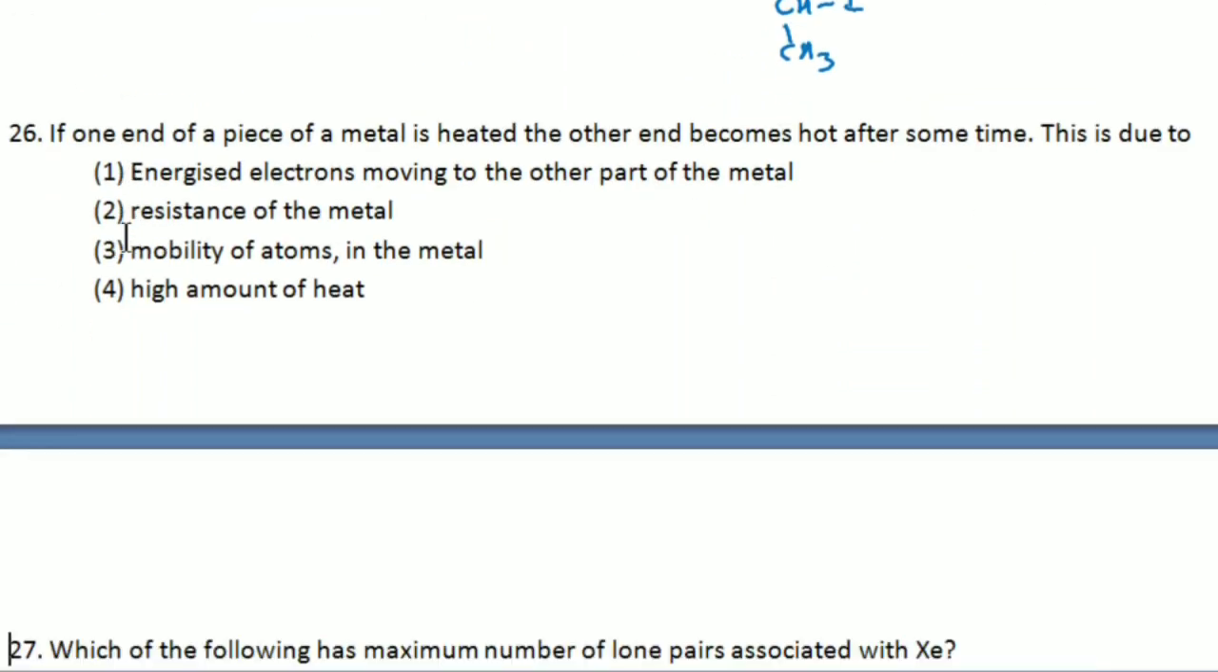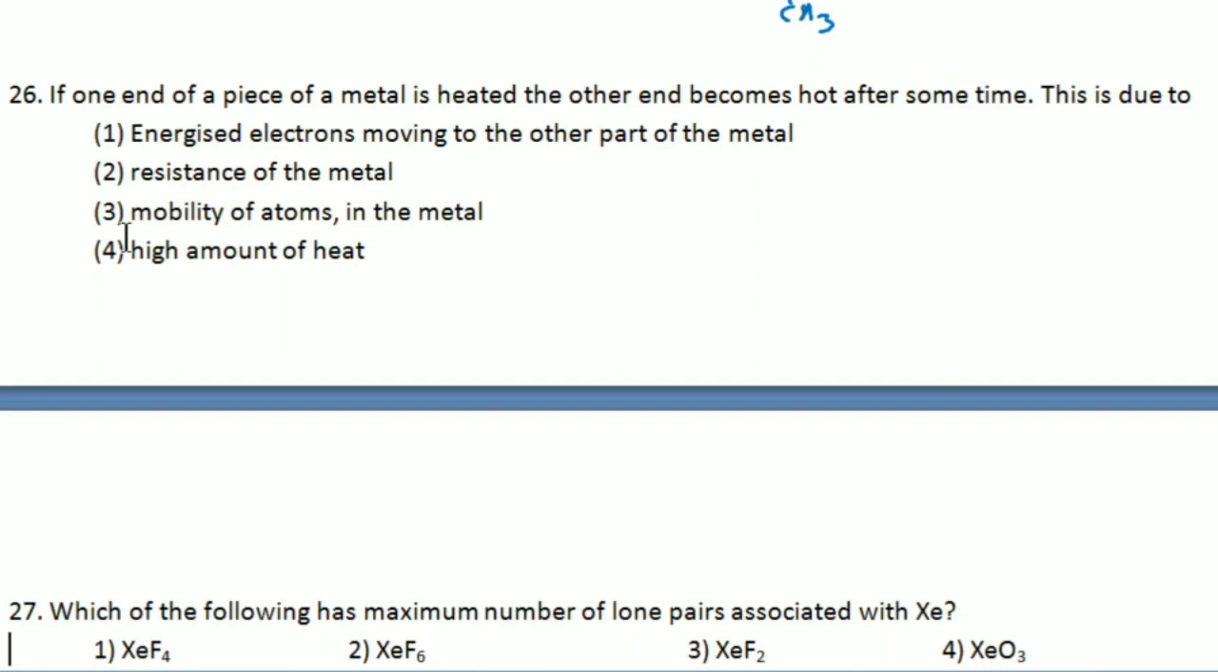Now 26th question. If one end of the piece of metal is heated, the other end becomes hot after some time because. Very simple question. Directly you can tell the answer for this. So first one is the answer. Energized electrons moving to the other part of the metal.